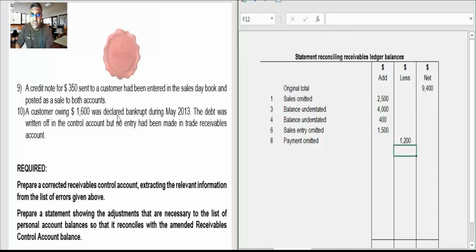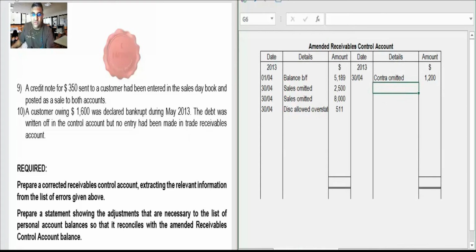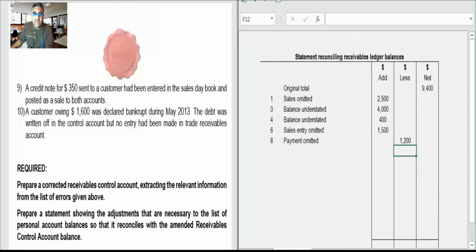In other words, the error has been made in both the general ledger, in the sales account, and also in the account of the customer, of the trade receivable in the sales ledger. So the correction therefore has to be made in both the amended receivables control account and in the statement of reconciliation as well.